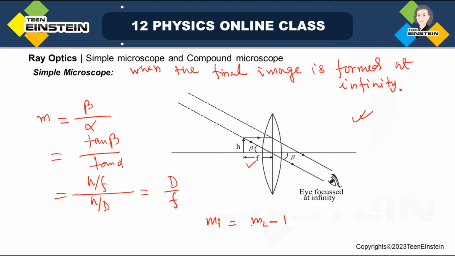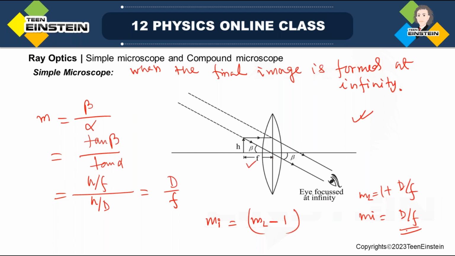Magnification or magnifying power when the microscope is set for least distance of distinct vision is 1 plus d by f, right? And when the microscope is set for having the image at infinity, then it is d by f. So these are two magnifications or magnifying powers you should remember.